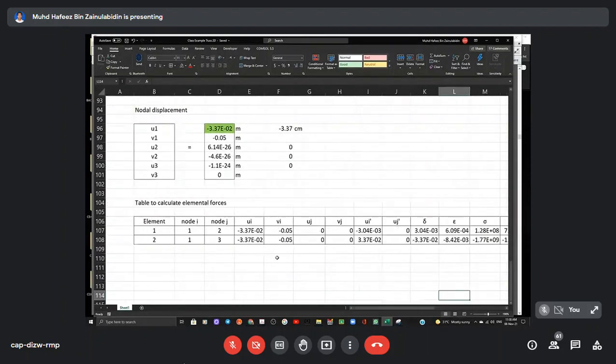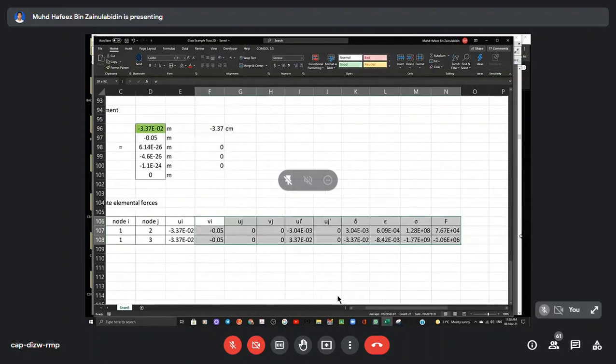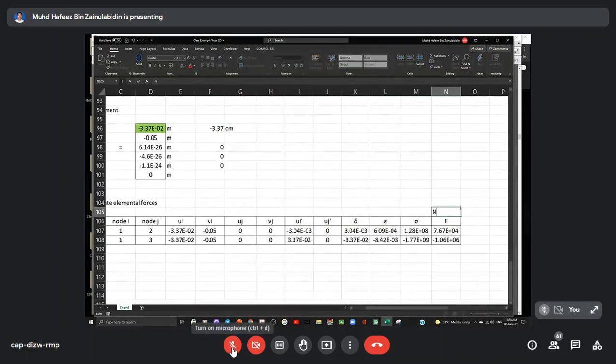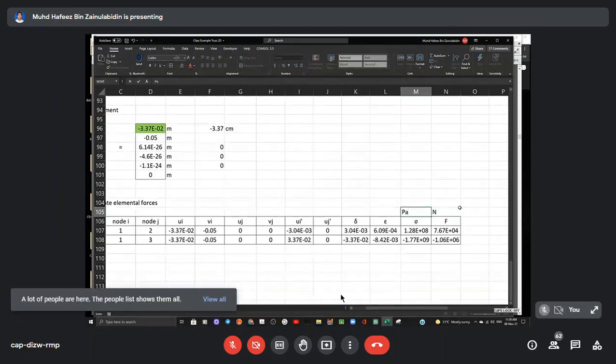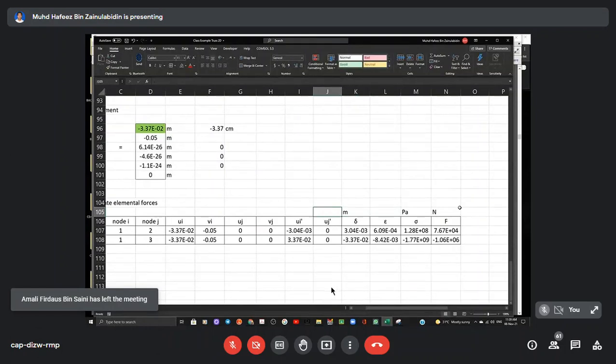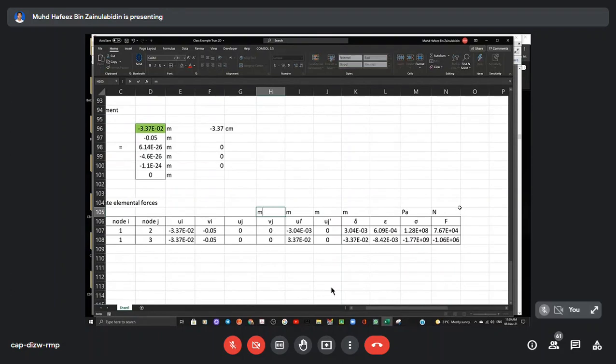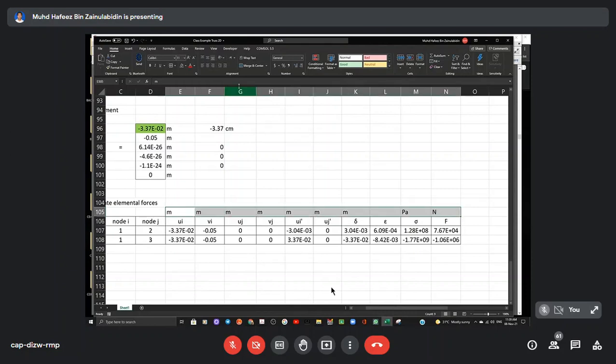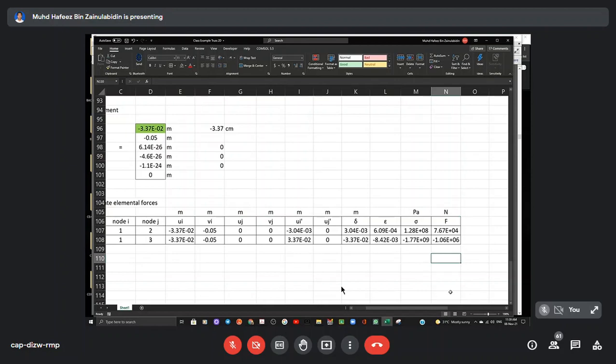Okay, any question? Ada soalan? Ada apa-apa soalan? Unit: Newton, put the unit on top. This is stress, Pascal, or Newton per meter square. Strain, no unit. Elongation in meter. Okay, and then here is in meter as well. That's as far as unit is concerned.